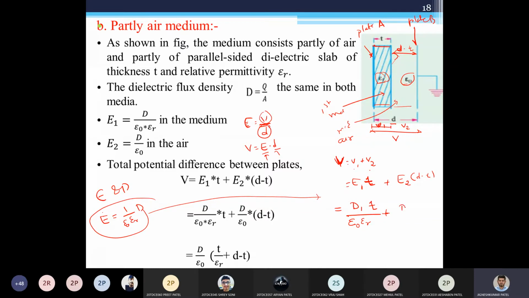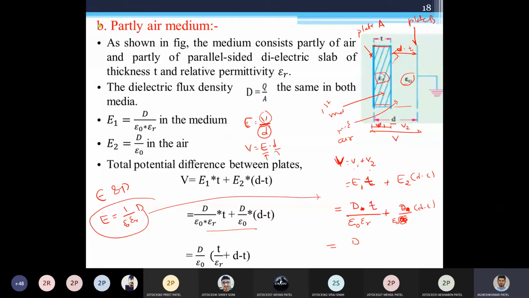For E2 I am going to write D2 divided by epsilon 0 epsilon r, but here as this media is air or vacuum, we know that the epsilon r is 1, so I am going to remove this. So it will be only D2 upon epsilon 0 into d minus t. This is the equation. See, this is the same equation. Once I simplify this equation, I can get D common. There won't be any D1 or D2.